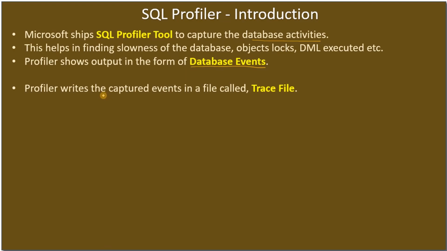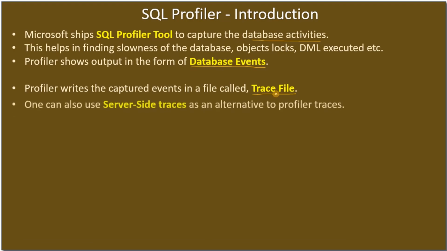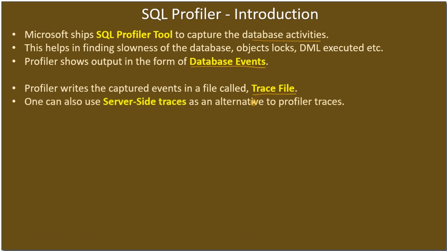Profiler writes the captured events in a file called a trace file. One can also use server-side traces as an alternative to Profiler traces. Usually, SQL Server Profiler provides a UI, which is a grid-based UI with rows and columns, and the captured events are displayed on that grid. From that grid, you can save the profiler information into a flat file, or you can even export it as a table for later analysis.